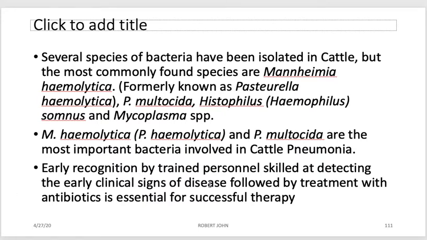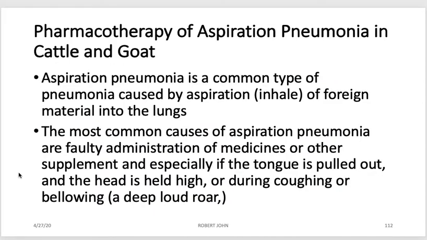Early recognition by trained personnel skilled at detecting the early clinical signs of the disease, followed by treatment with antibiotics, is essential for a successful therapy. So trained personnel who can detect early signs of pneumonia in cattle is very important, because by capturing early signs and symptoms of the disease, the cattle can begin treatment in order to prevent a worse condition of the disease and to treat it with the antibiotics we discussed previously.